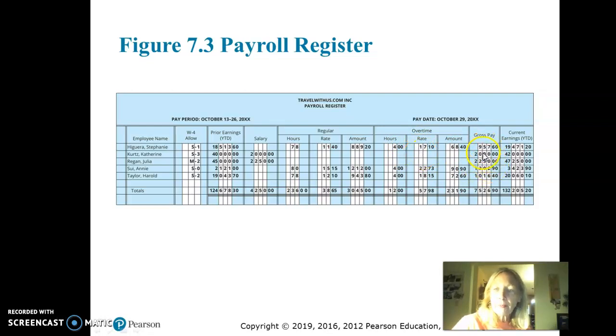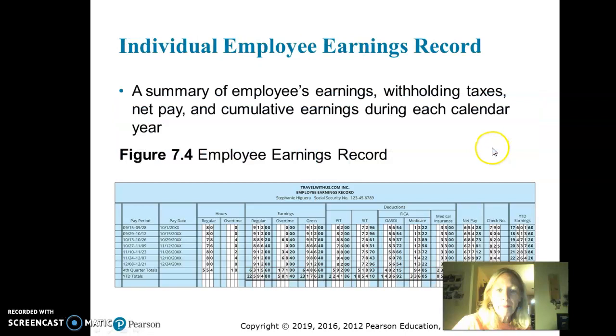So their hourly rate times their hours gives you their gross pay. We take the gross pay and add it to their prior year earnings, and that gives us our current year-to-date earnings, YTD, year-to-date. Okay? Then this is the employee's earning record that shows how much of the various taxes are taken out of the paycheck.